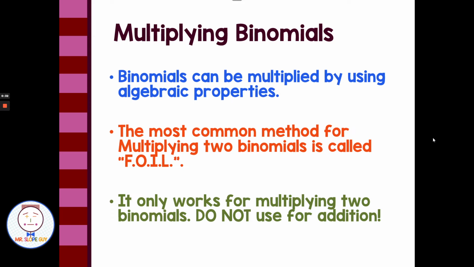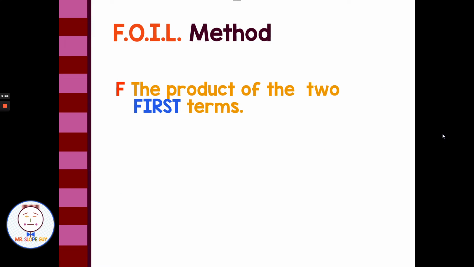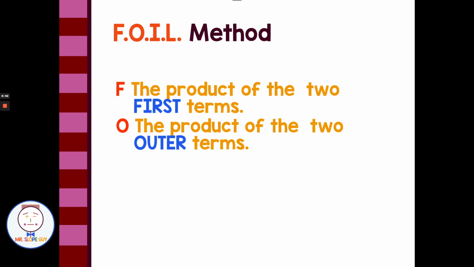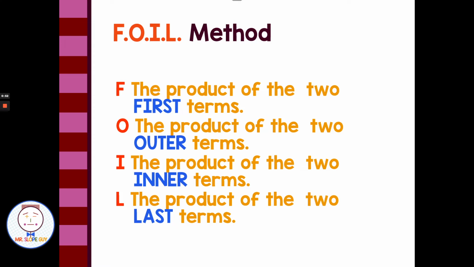And let's go through the acronym of FOIL. The F in FOIL stands for multiplying the product of the two first terms. The O is for the product of the two outer terms, or outside terms. The I is for the product of the two inner terms, or inside terms. And the L in FOIL is the product of the two last terms. So we have first, outer, inner, last, or first, outside, inside, last for FOIL.